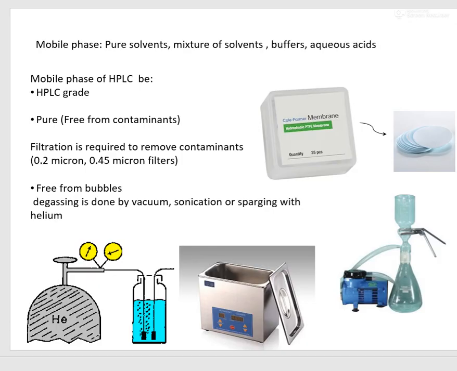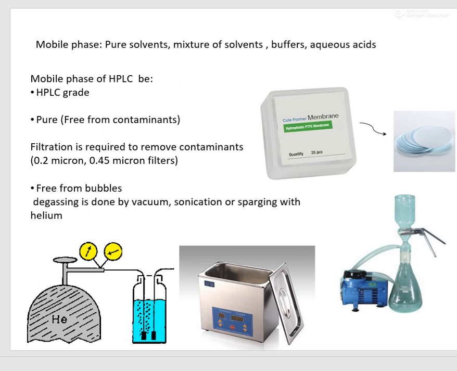Now, a very important part of your chromatography, that is the mobile phase. Now in HPLC you can use pure solvents as a mobile phase, or a mixture of solvents. You can use buffer. Now buffers are used when you are using reverse phase HPLC. I hope you remember reverse phase HPLC, where the mobile phase is polar and the stationary phase is non-polar. While in case of normal phase HPLC, the mobile phase will be non-polar and the stationary phase will be polar.